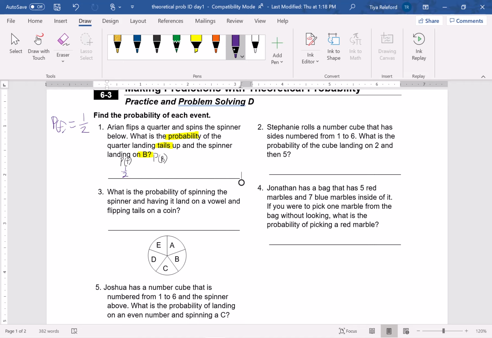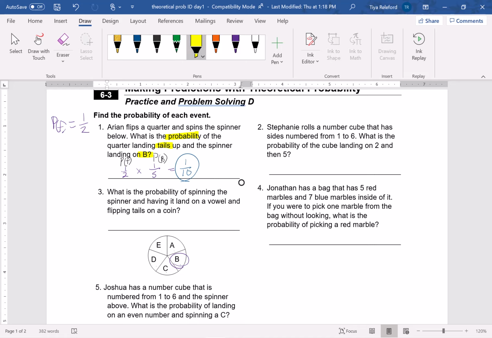Probability of landing on B, well, there's 1 B out of how many letters? 1, 2, 3, 4, 5. Now you're going to multiply. 1 times 1 is 1. 2 times 5 is 10. That's your answer. That's the probability of both things happening.